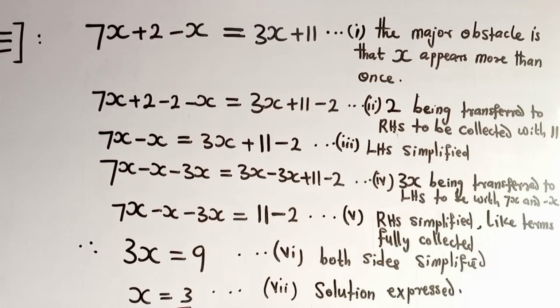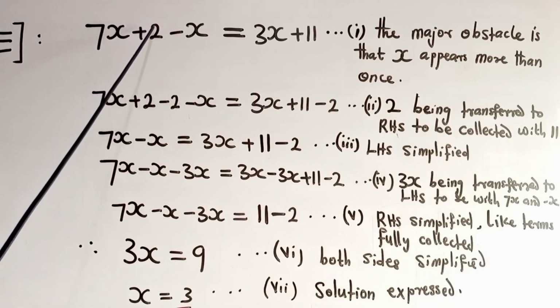Any process that you adopt that correctly makes this 2 become 0 should be carried out on both sides of the equation. So whatever process that leads to making this 2 into 0 should be carried out on both sides of the equation. Once this 2 becomes 0, that's all. It has been removed from that place, leaving us with only 7x and minus x.